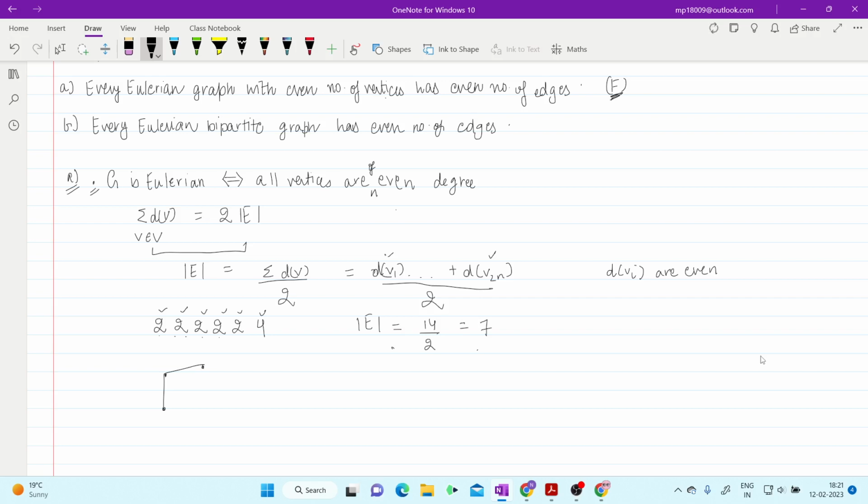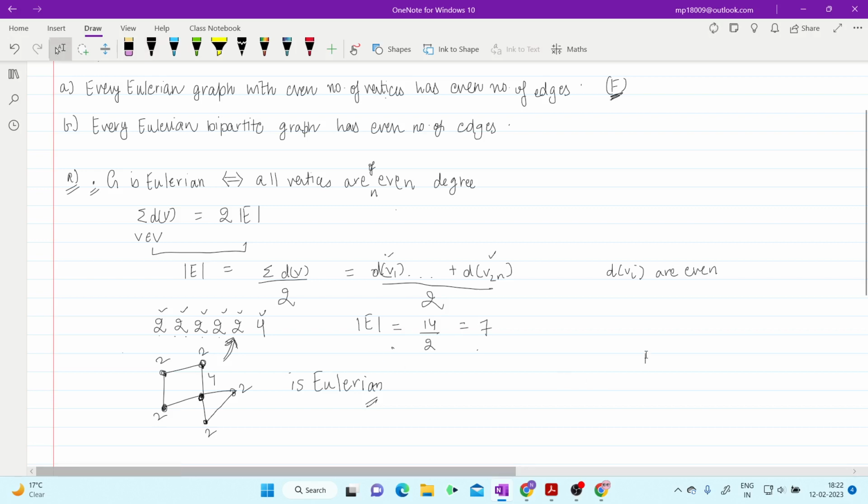I think we also discussed this last time. If we look at this graph, it has the following degree sequence: this has degree 2, this has degree 2, this has degree 2, this has degree 2, this has degree 2, and this has degree 4. Since all the vertices are even, this is Eulerian, but it has an odd number of edges. So we see that the first statement is false.